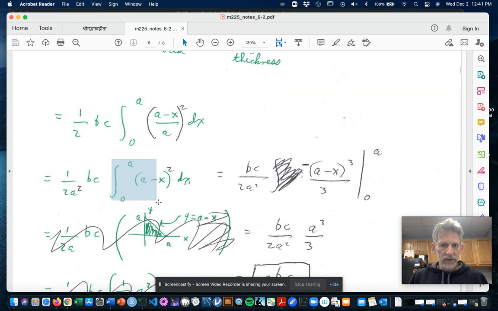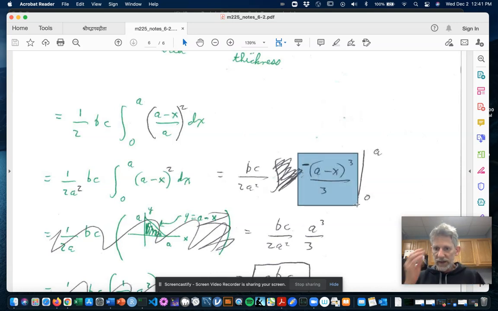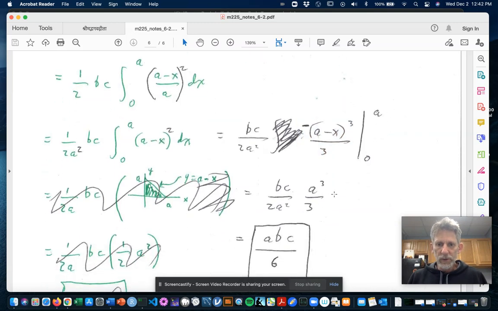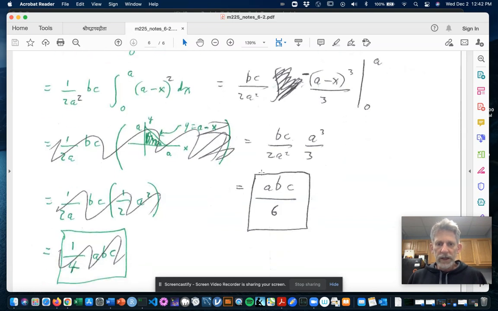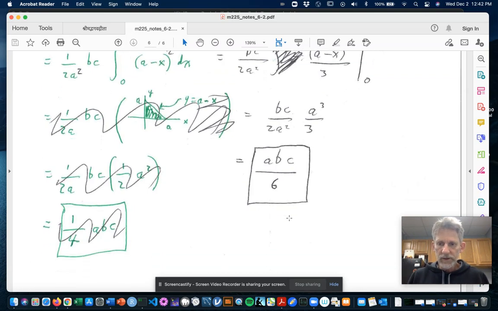And now looking at this integral, do it how you like. I'm just doing a little guess and check and thinking, oh, it's got to be something cubed over 3. And when I check, I see I need a minus as well. And so I get an antiderivative of minus a minus x cubed over 3. Evaluate between 0 and a, and after a small bit of work, you get this. Some of the a's cancel, and you get abc over 6. Okay, so nice little convenient formula there, similar to the formula for a right triangle in 2 dimensions in some sense.